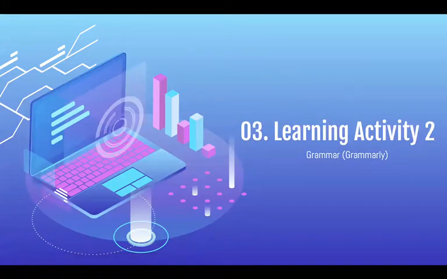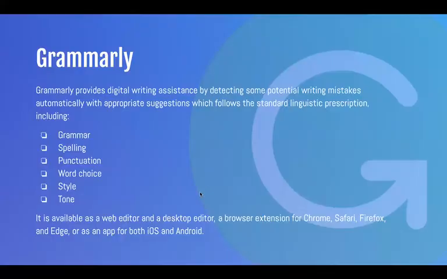Yes, so now let's go on to the next activity. The second learning activity we prepared is a grammar activity, which involves the Grammarly software. Grammarly provides digital writing assistance by detecting potential writing mistakes, including grammar, spelling, punctuation, word choice, style, and tone. They can all be detected automatically, with appropriate suggestions provided through Grammarly.